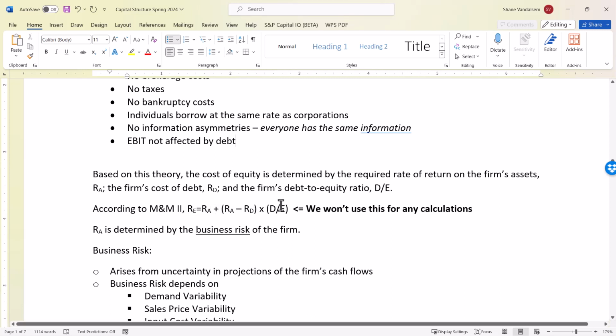So if the firm has no debt, the required rate of return on equity is equal to the required rate of return on assets. As the firm takes on more and more debt, the required rate of return on equity increases.